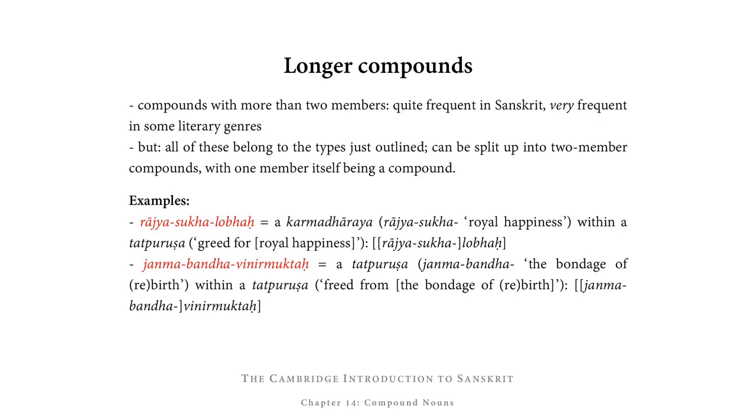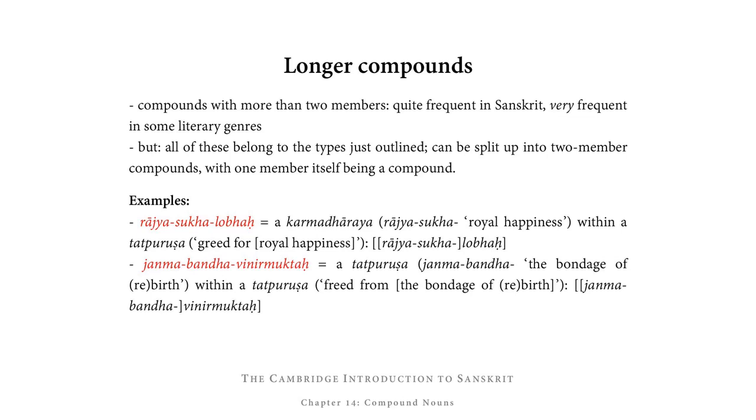So, for example, a compound with just, in quotation marks, 3 members, Rajya Sukha Lobach, consists of the members Rajya, royal, Sukha, happiness, and Lobach, meaning greed. And what we have here is a Karmadaraya, Rajya Sukha, meaning royal happiness, and that Karmadaraya exists within a Tatpurusha. The Tatpurusha has 2 members, greed is one member, and royal happiness is the other member, so that the compound as a whole, Rajya Sukha Lobach, means greed for royal happiness.